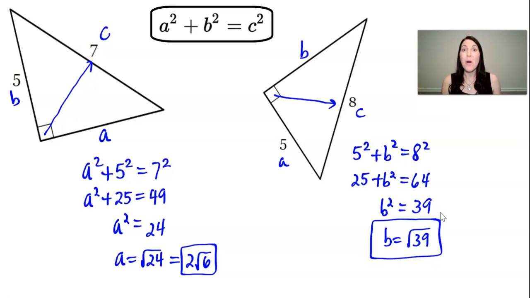And that's the Pythagorean theorem, one of my favorite theorems. A squared plus b squared equals c squared.